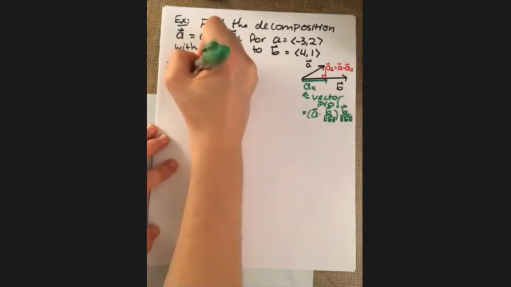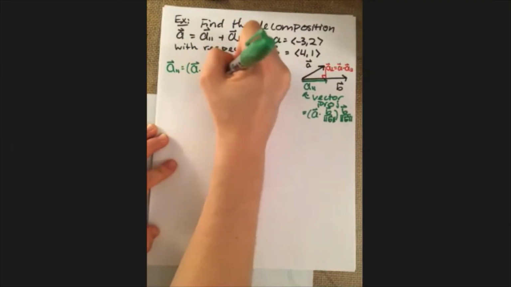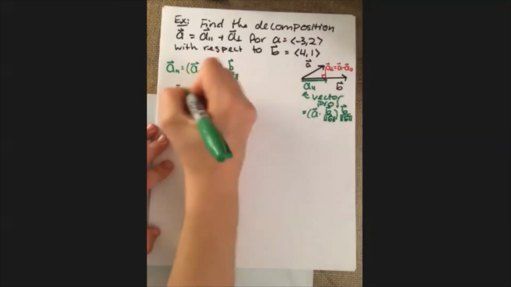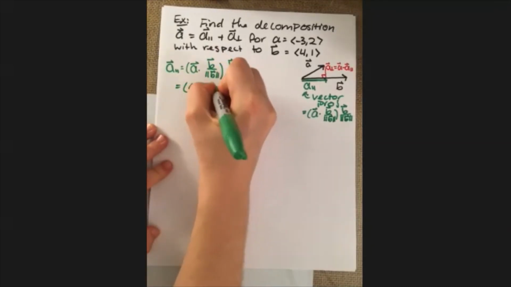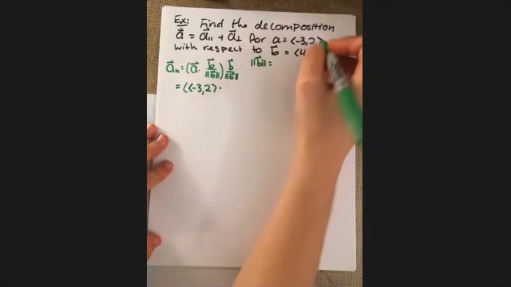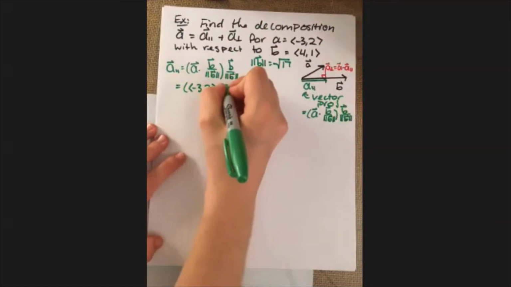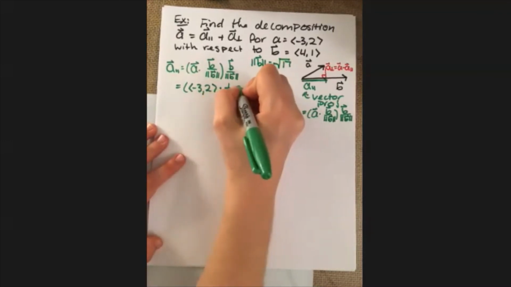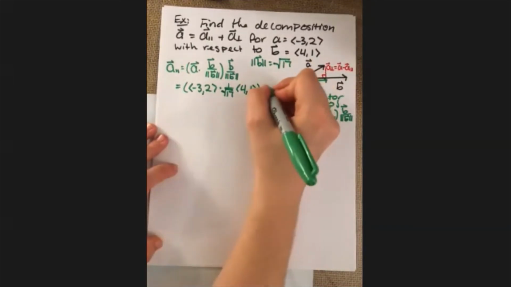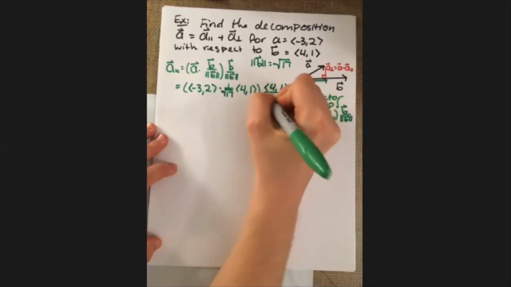This is equal to A dot B divided by the length of B, which is equal to -3, 2, dotted with, oh, we need the length of B. The length of B is root 17, since 4 squared is 16 plus 1 is 17. So 1 over root 17, and then that's going to be multiplied by our vector B, 4, 1.